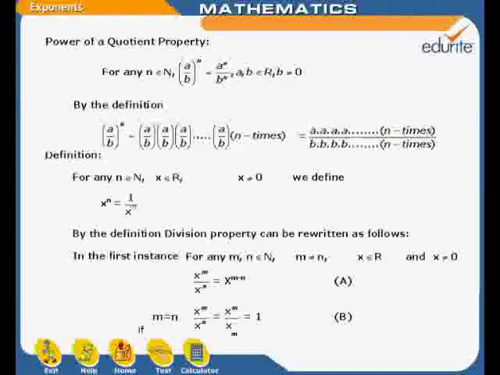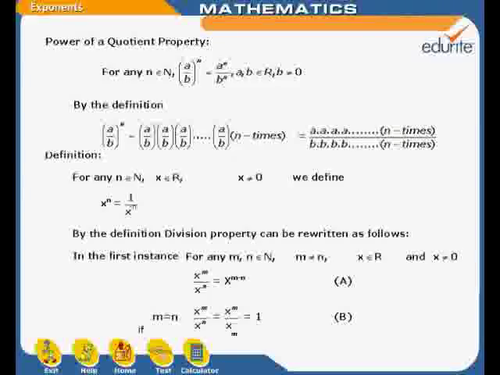By the definition, (a upon b) whole raised to the power n is equal to a upon b into a upon b into a upon b up to n times, which is equal to a into a into a up to n times upon b into b into b up to n times.